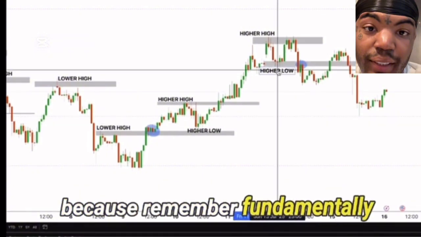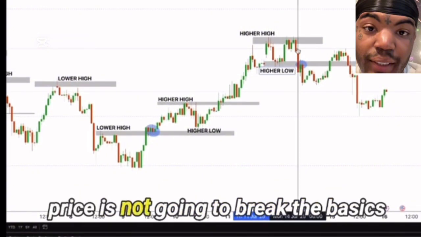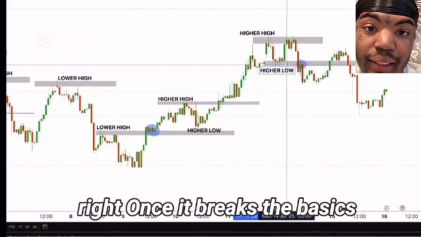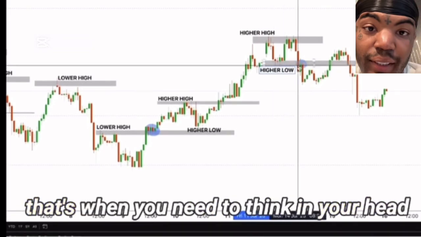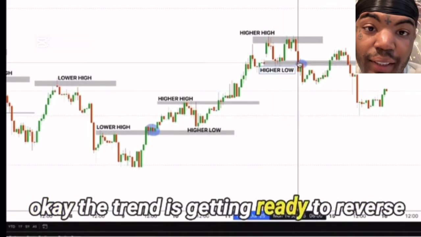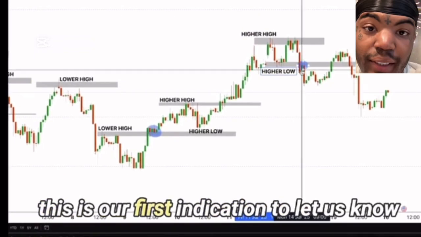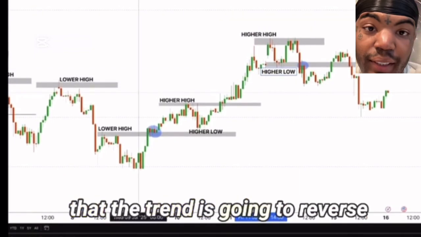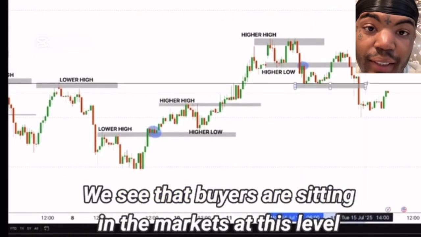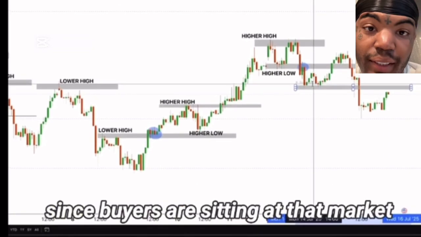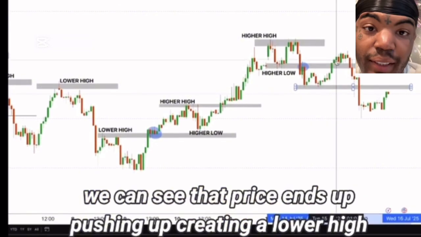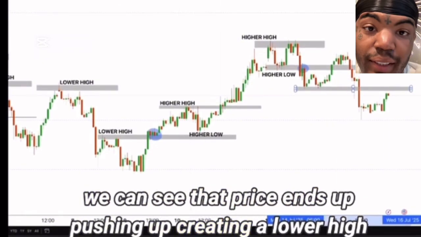Because remember, fundamentally, price is not going to break the basics, right? Once it breaks the basics, that's when you need to think in your head, okay, the trend is getting ready to reverse. So in this case, this is our first indication to let us know that the trend is going to reverse. We see that buyers are sitting in the markets at this level. Since buyers are sitting at that market, we can see that price ends up pushing up, creating a lower high.